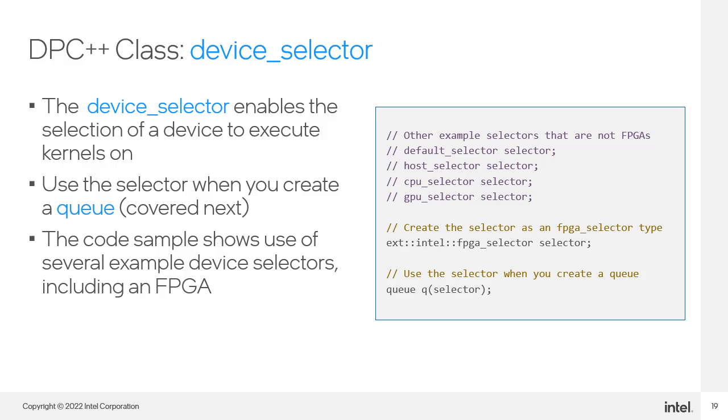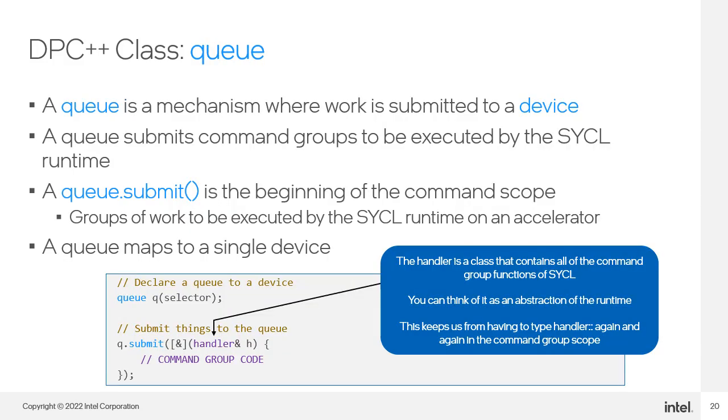The comments in purple show how to make selection for other devices. Next, we will take a look at the queue class. Another DPC++ class is the queue class. It is the line of communication between the host and the device. It is a mechanism where work is submitted to a device.